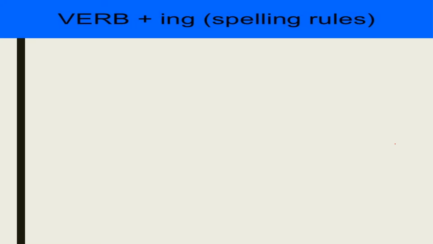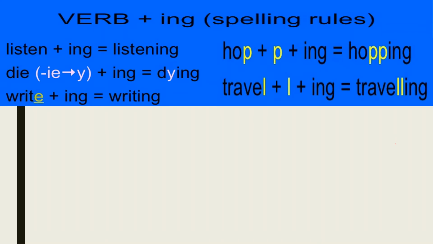Moving further, verb plus ing rules. First of all, we need to understand the spelling rules. How do we make verbs with ing? If we have simple words like listen, we can make ing just by putting ing after listen. If we have two vowels at the end of the word, then what do we use? We will use y and then ing. You can see that it is written here.